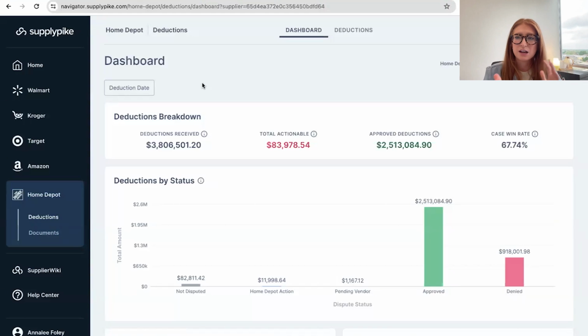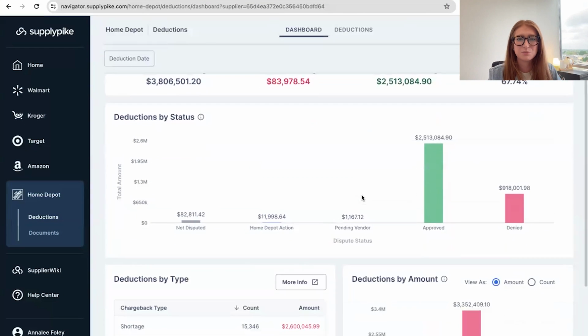So right now, this is of course fake data, but you get the picture. We're looking at the last year of deductions. So the dollar amount that you received, your total actionable dollars you can go after today in dispute packages, and then approved deductions, so what you've won back, and your win rate. Just getting this general understanding without having to go through hours of calculations or grabbing data from different sources will be huge.